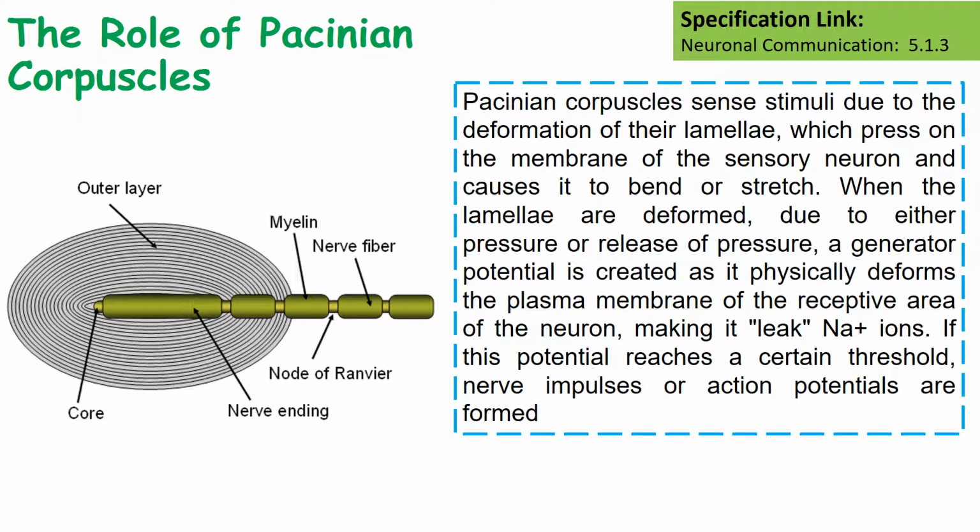When lamella are deformed due to either pressure or the release of pressure, a generator potential is created as it physically deforms the plasma membrane of the receptive area of the neuron, making it leak sodium ions. If this potential reaches a certain threshold, nerve impulses or action potentials are formed.